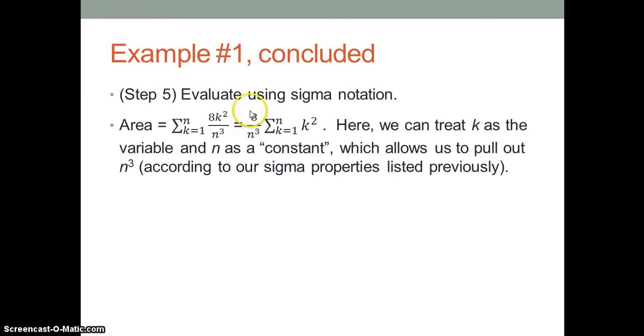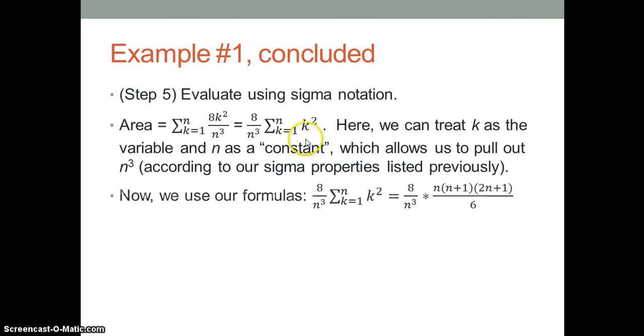So we can pull out everything that doesn't have a k in it. The 8 and the 1 over n cubed part. All right? And when we do that, we can simplify this and just have to worry about the sum from k equals 1 to n of k squared. That formula from before, from a previous slide, was n times n plus 1 times 2n plus 1 over 6. And that sum is going to be multiplied by 8 over n cubed.